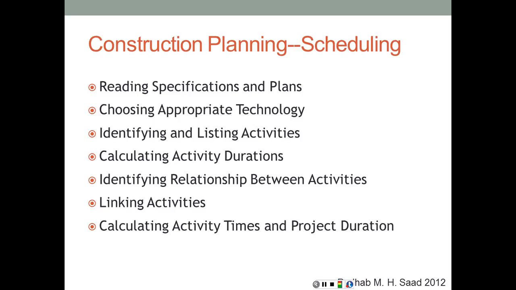Once we identify the relationships, after breaking down the project into activities, we have to link these activities. And once we have linked them, we're going to add the durations that we have already calculated to calculate the activity times and the project duration, based on the algorithm of the critical path that we have already learned about: early start, early finish, late start, late finish, total and free float, which are going to be calculated from the forward pass, the backward pass, and determining the critical path of the project.